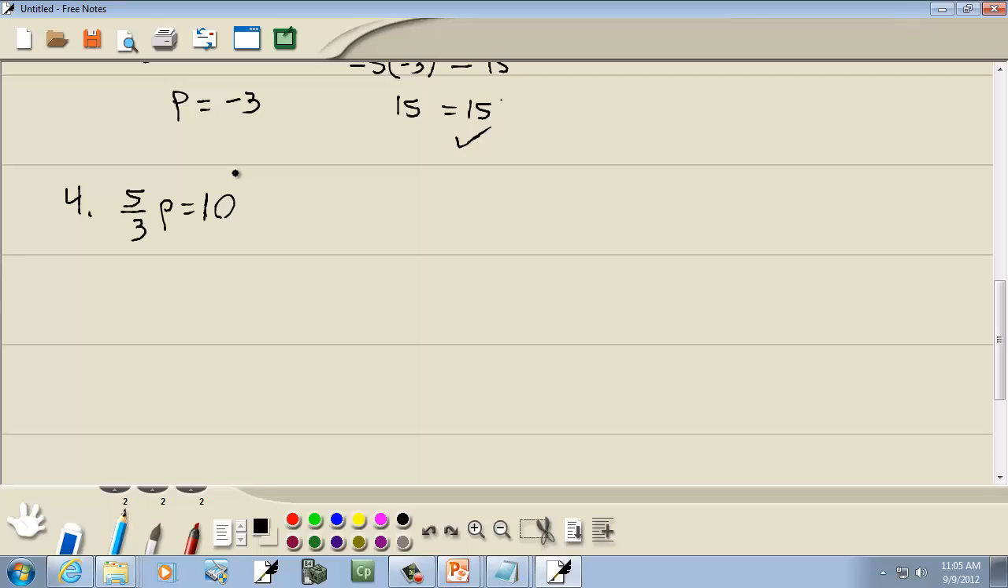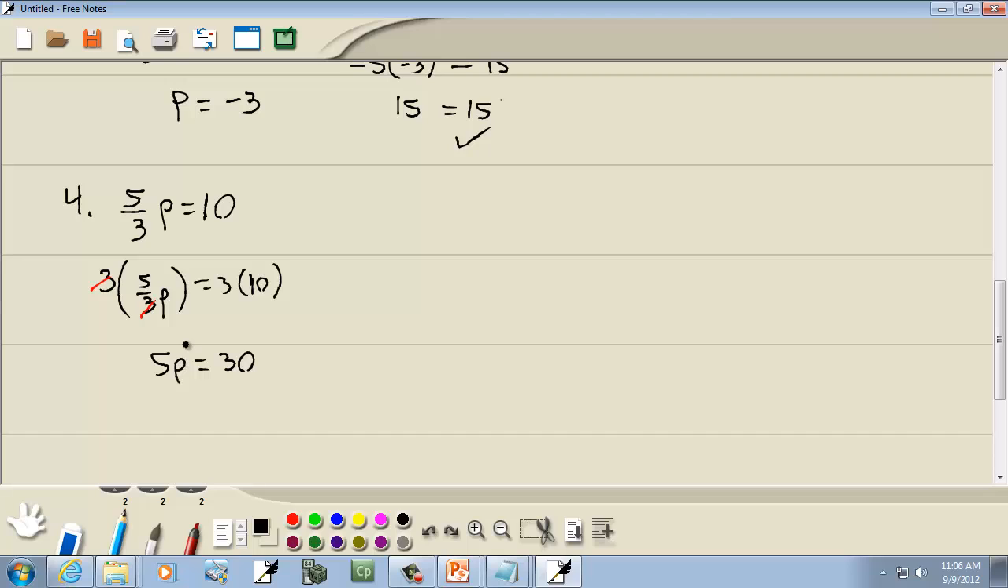It says multiply everything by the LCM of all your denominators. Now I only have one denominator, the 3, so we're going to multiply everything by 3. And again, when I say everything, I'm talking about what's separated by pluses, minuses, and equals. Here the 3's would cancel. And we got 5p equals 3 times 10, which is 30.